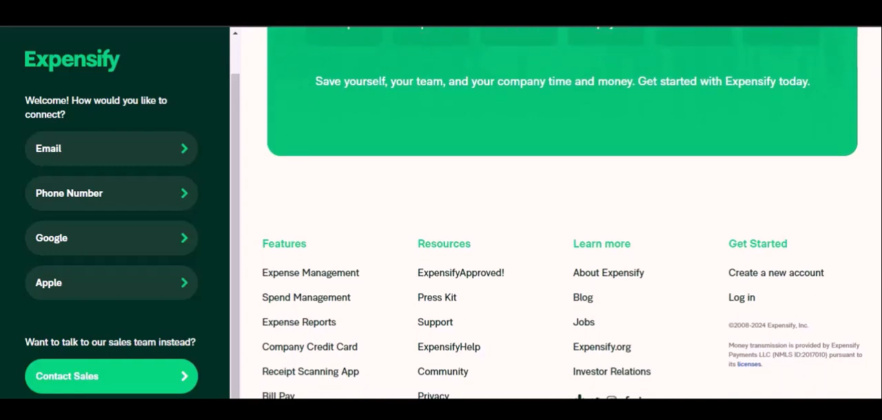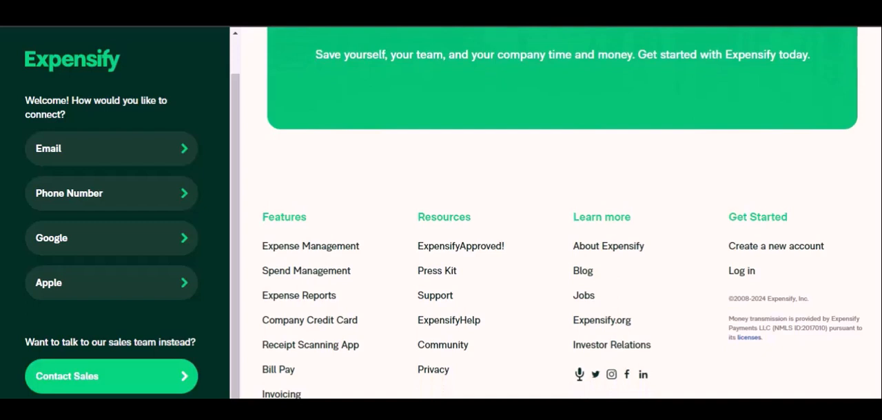The final word, don't be blinded by the free label. Expensify can be a valuable tool, but don't be fooled by the free plan's siren song. Carefully evaluate your needs, weigh the limitations, and factor in potential hidden costs before making a decision. Remember, sometimes, the most expensive option in the long run is the free one that doesn't quite meet your requirements.